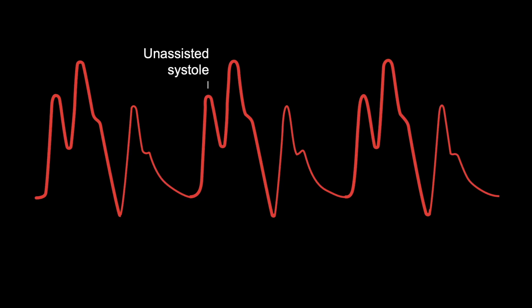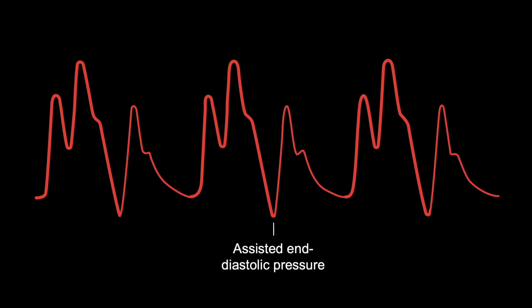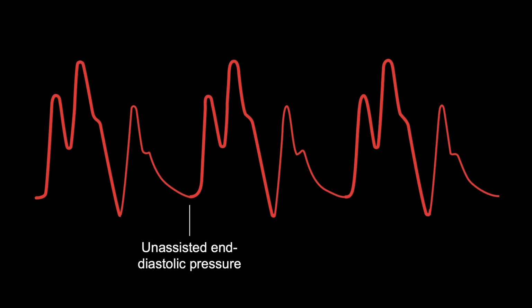A few important things to notice. Assisted systolic pressure is lower than unassisted. This is because the assisted end diastolic pressure is lower than the unassisted end diastolic pressure. Since the end diastolic pressure is the start of the systolic pressure, you are starting from a lower point. Therefore, the peak systolic pressure generated is lower. This results in decreased afterload, one of the key effects of the balloon pump.